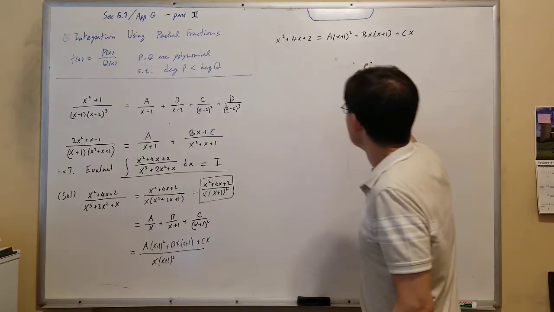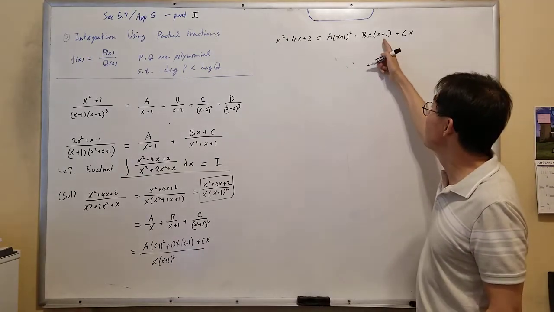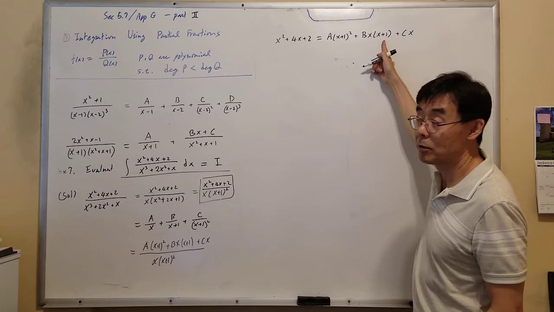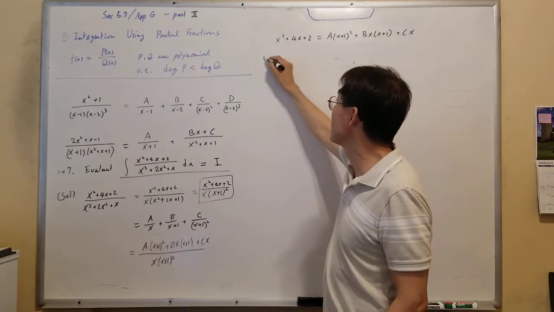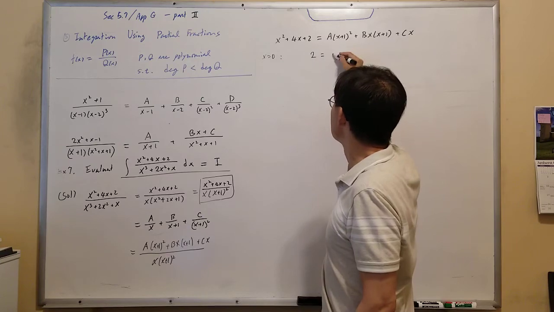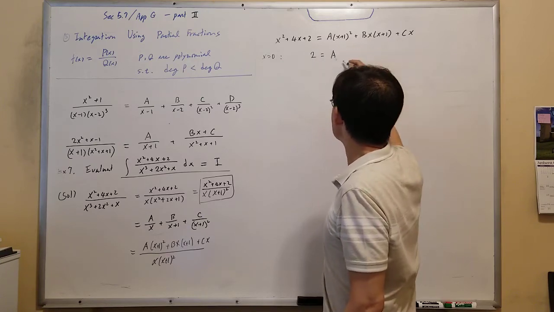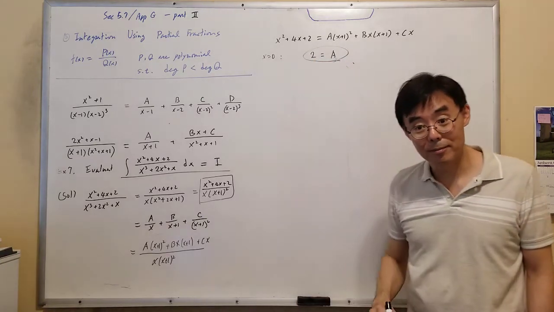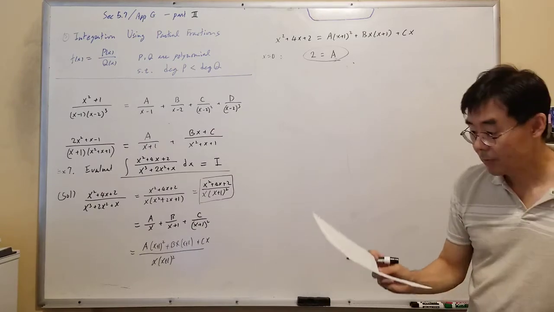So, yes, just like before, we can plug in x equals 0 or x equals negative 1. Let's plug in x equals 0. That gives 2 equals A times 1 squared, so A equals 2. Alright?